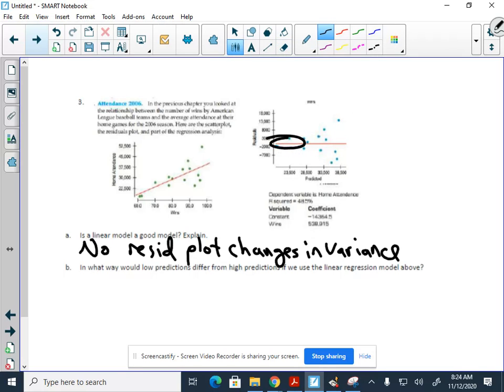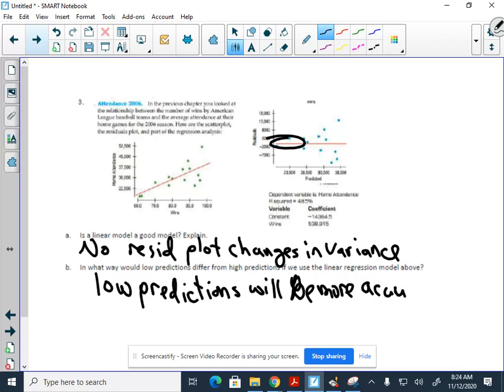Low predictions are going to be over here, and the way they would differ is a low prediction is going to be close to the red line, so the low predictions will be more accurate. But the high predictions will vary more. They're more likely to be much farther away from the line. Okay, so low predictions will be more accurate, but high predictions vary more.